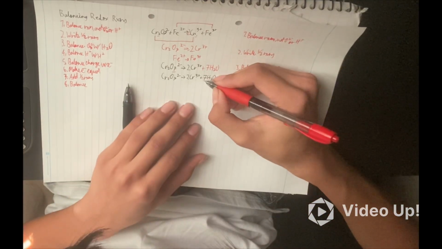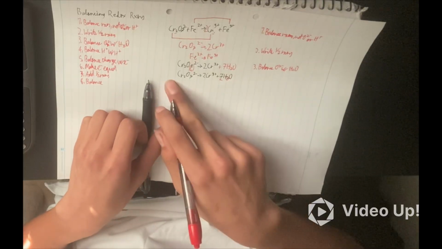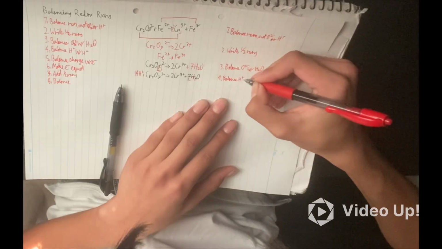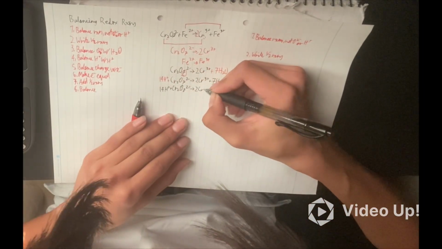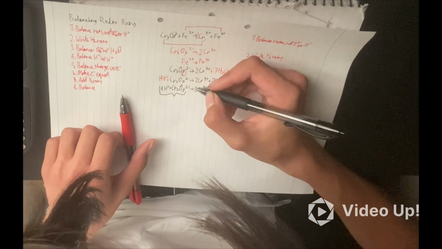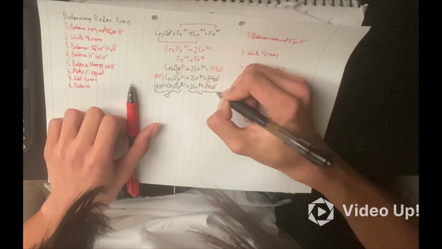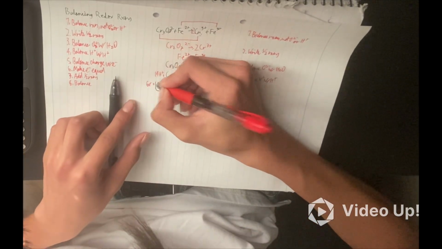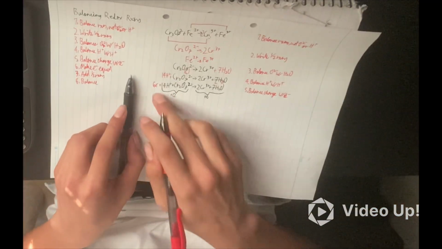Then next, we have 14 hydrogen here, and there's none here, so we need to add 14 H plus ions. That's your fourth step. There, you balanced hydrogen with H plus ions. Okay, now your fifth step, you're going to balance the charge. So here, your charge is positive 12, and here your charge is positive 6. So you need to lower this down to 6. You do that by adding 6 electrons, which is basically taking off 6 charge. That's your fifth step. You just balance charge by adding electrons to one side.